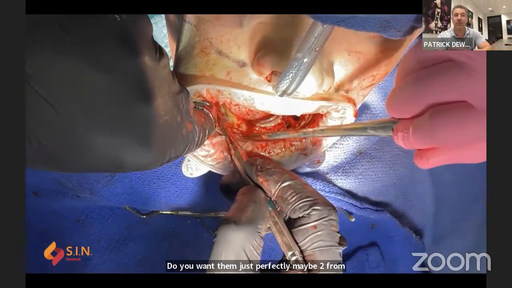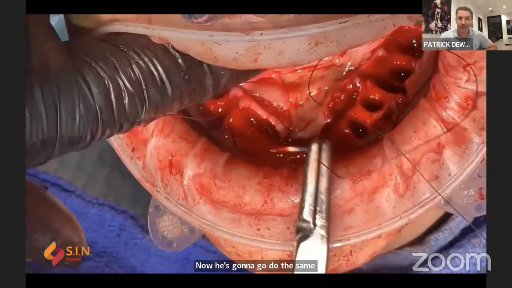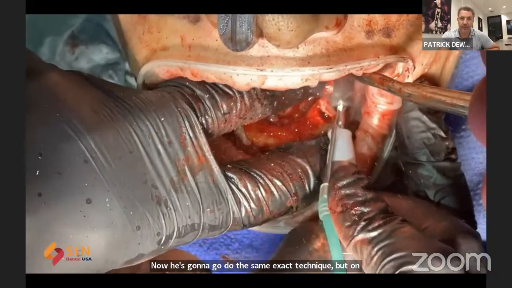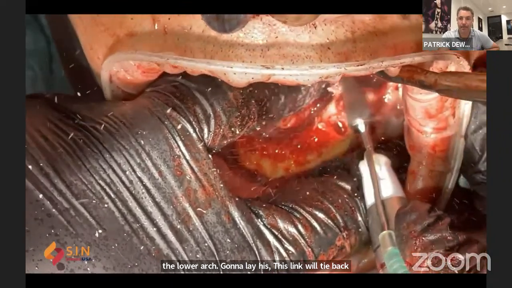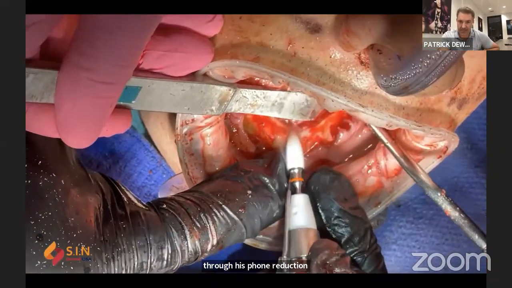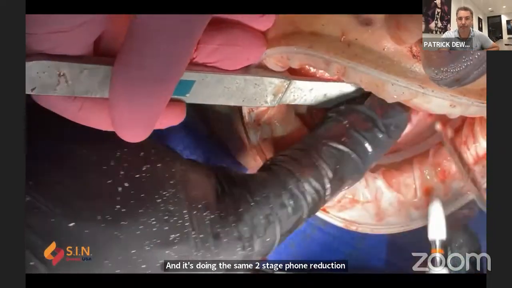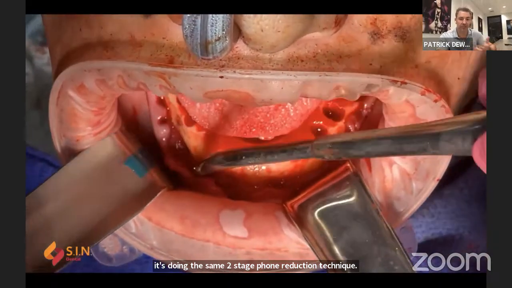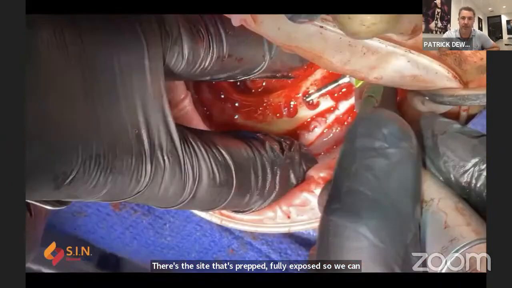Now he's going to do the same exact technique, but on the lower arch. Going to lay his lingual flap, his lingual tieback, do his bone reduction, his alveoloplasty. And he's doing the same 2-stage bone reduction technique. There's the site that's prepped, fully exposed, so we can visualize where the good host bone is. He's identified the mental foramen.